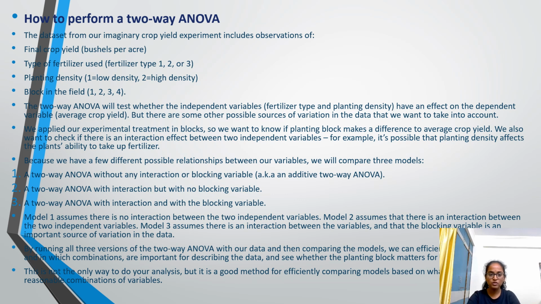Running all three versions of the two-way ANOVA with our data and then comparing the models, we can efficiently find which combinations are important for describing the data and see whether the planting block matters. Of course, this is not the only way to do the analysis, but it is a good method for efficiently comparing the models based on different combinations of variables.